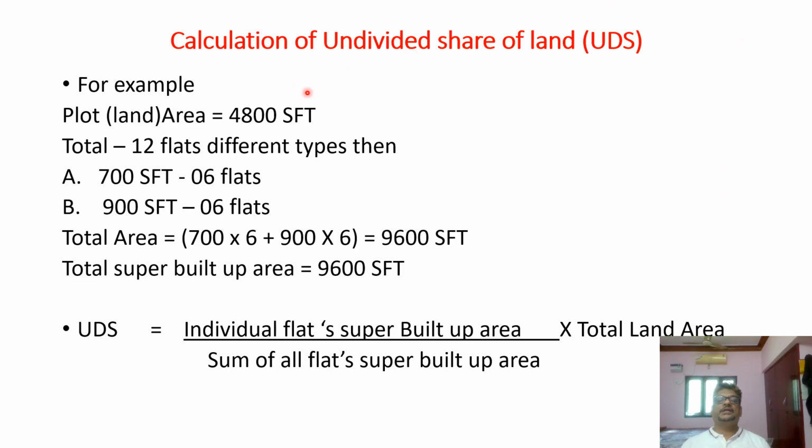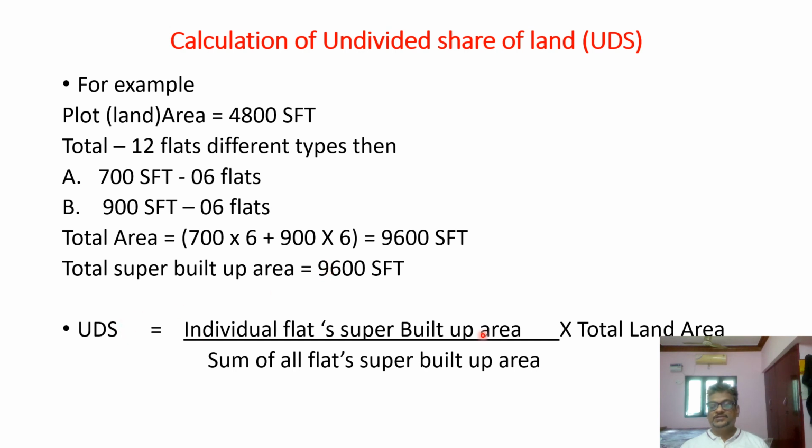In this next calculation, we have type A and type B. There are two types of flats in this apartment complex considered for the example, and the plot area is 4,800 square feet. We have type A at 700 square feet, 6 flats, and type B at 900 square feet, 6 flats. When we calculate the total super built-up area on all these 12 flats, it is again 9,600 square feet.